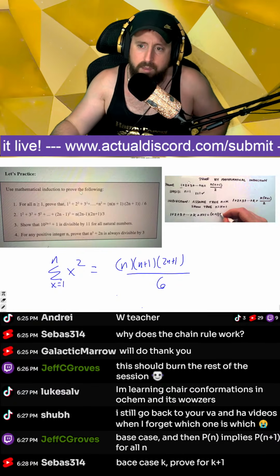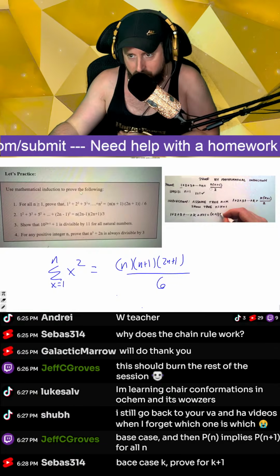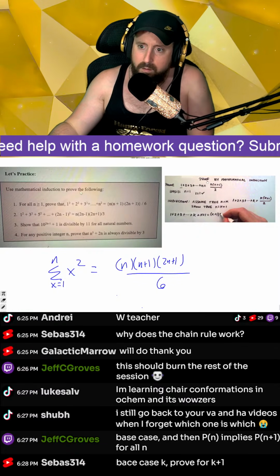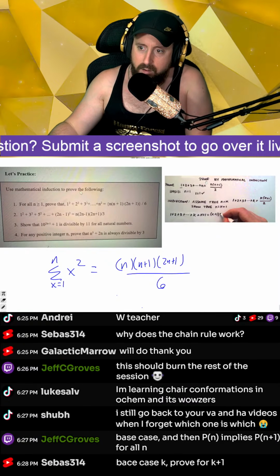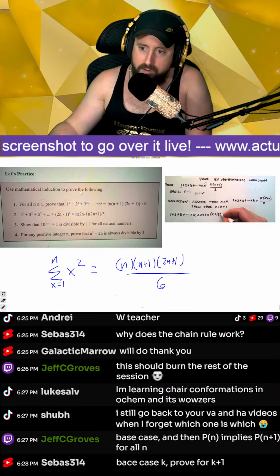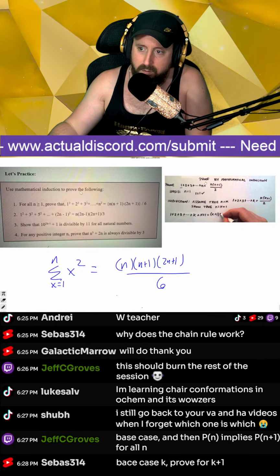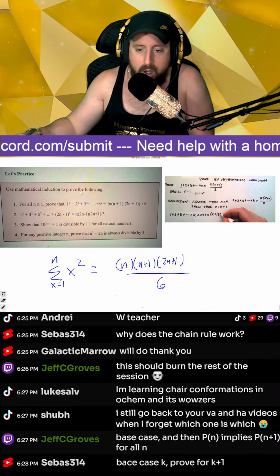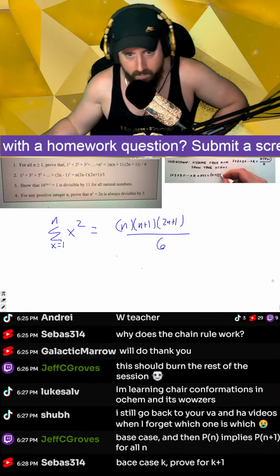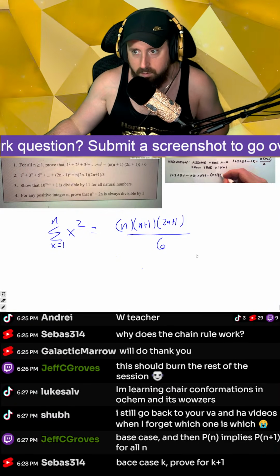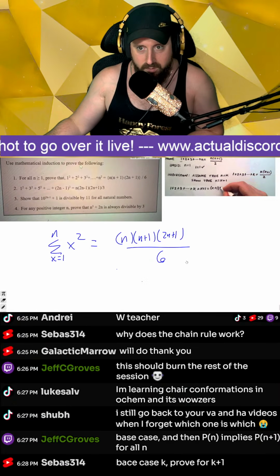So let's see. He's proving in this case that the arithmetic infinite sequence sum is just n times n plus 1 over 2. So you assume it's true for n equals k, and then show it's also true for n equals k plus 1. Oh, I think I see this. And then if it is, then it's true, right?